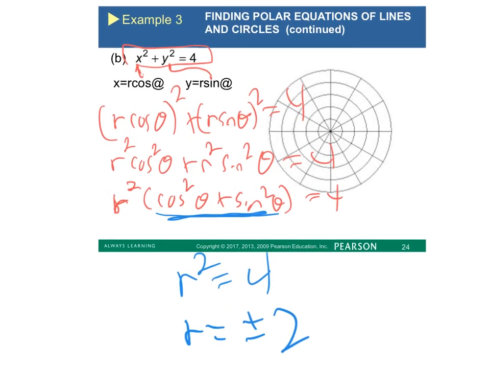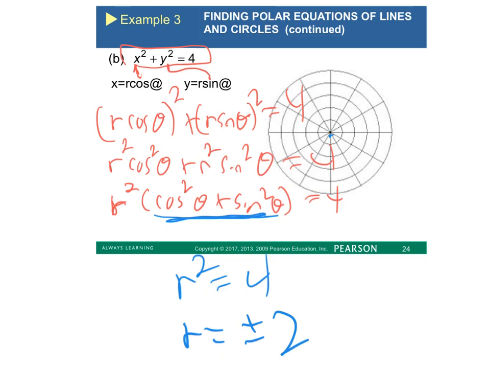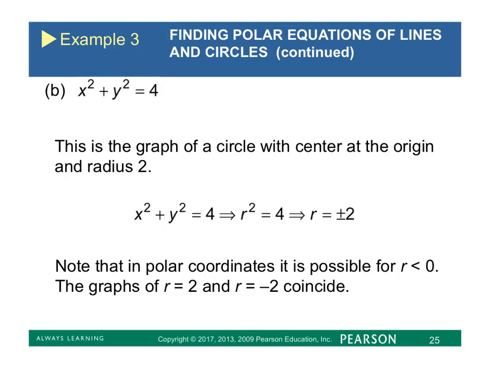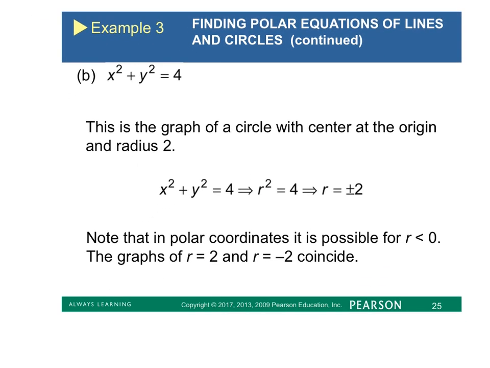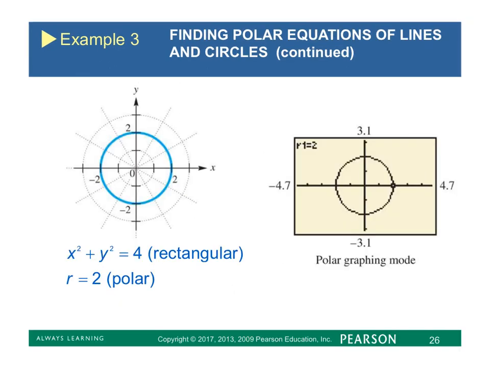Why is it plus or minus 2? Because r's can go this way and r's can go this way. For any angle that you choose, any angle you plug in, r can go this way, r could go this way, r could go the opposite way, forming that circle. And here's all the work. There it is, the circle.